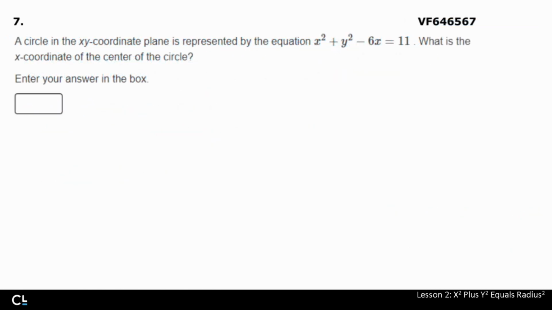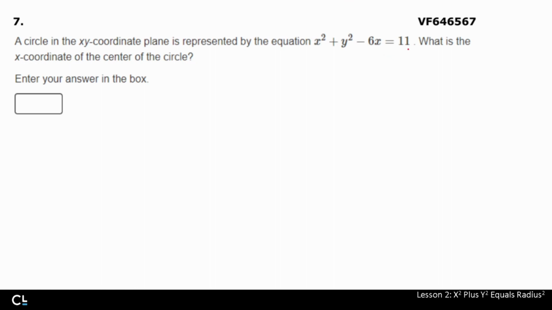Beautiful. So now we get our state testing one, right? And this one, all it says is an equation of a circle in an xy coordinate plane is represented by the following. What is the x coordinate of this equation? So we have to rewrite it in the form that we know, and then we have to find out what the x coordinate is. So let's do that.